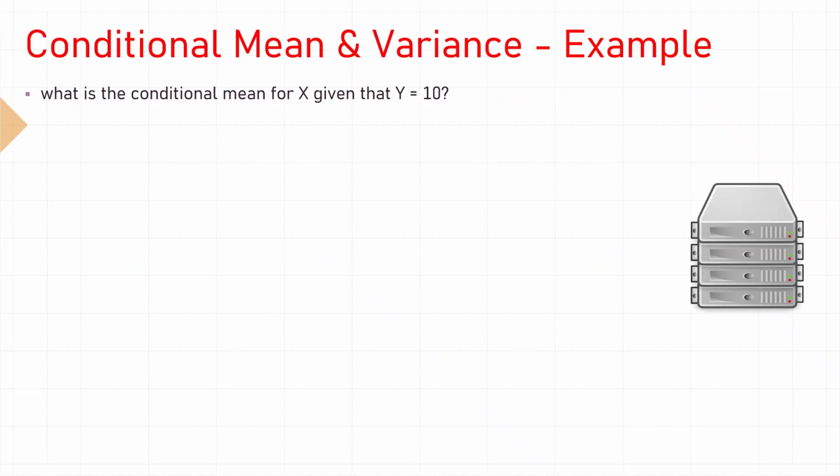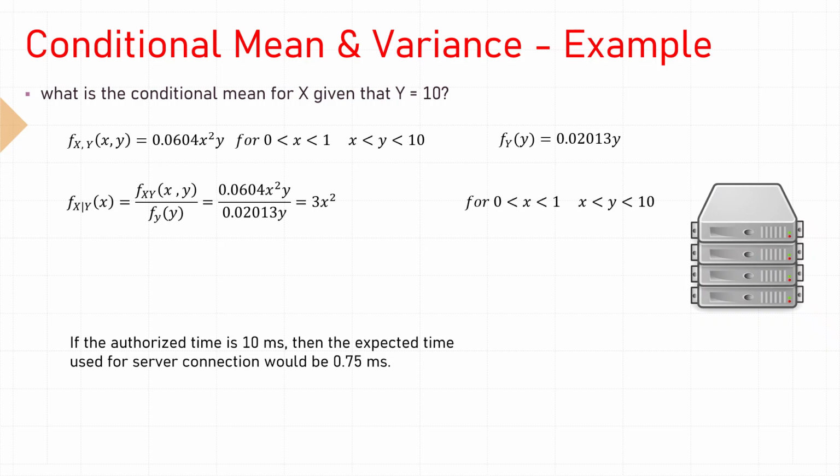Now, we want to find the conditional mean of x given that y is equal to 10 for a continuous PDF. You can pause the video here and take a moment to answer this question. Previously, we derived that the conditional PDF of x given y is 3x squared. To find the conditional mean, we need to find the integration of x multiplied by the conditional PDF over the domain of x. As shown here, the conditional mean of x when y is equal to 10 is the integration of 3x cubed over 0 to 1, equaling 0.75.